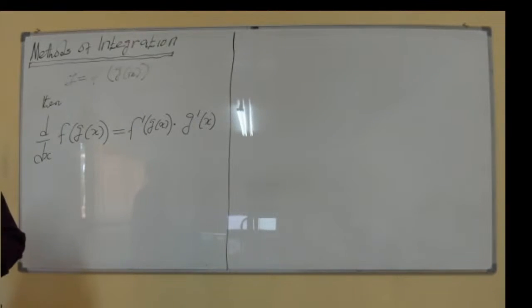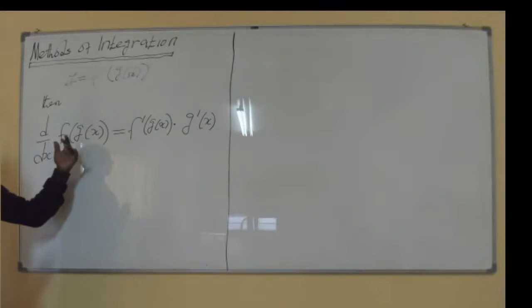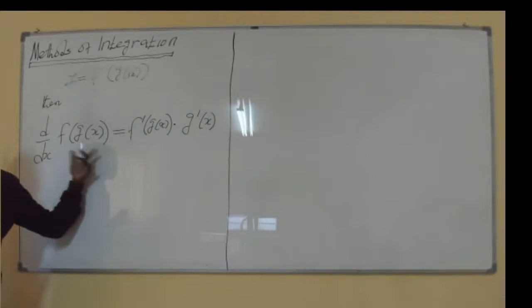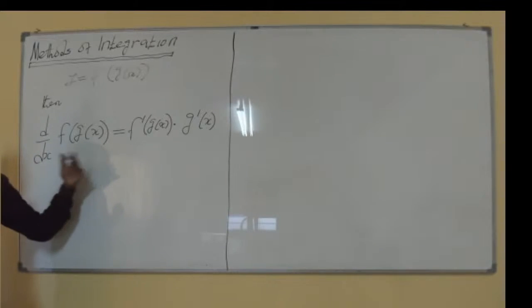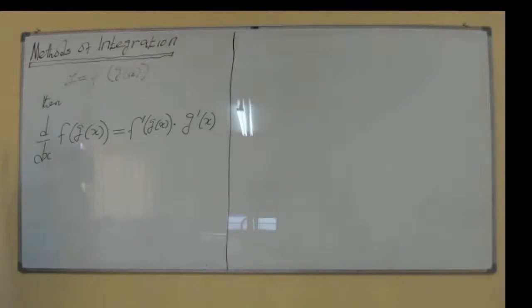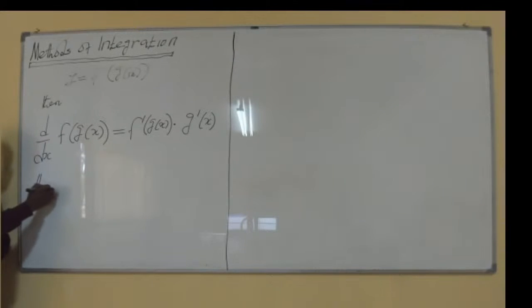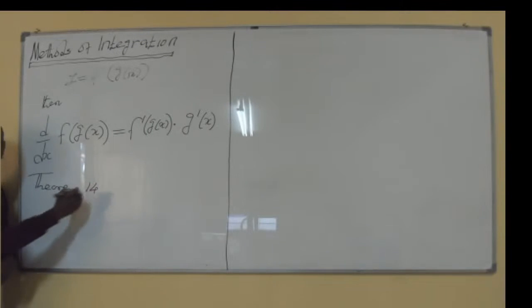Now the question is, from this chain rule, how does the substitution method now come in? What you're supposed to do here is, now the differentiation rule, this is where we have the theorem. Please check from your notes. Check theorem number 14.